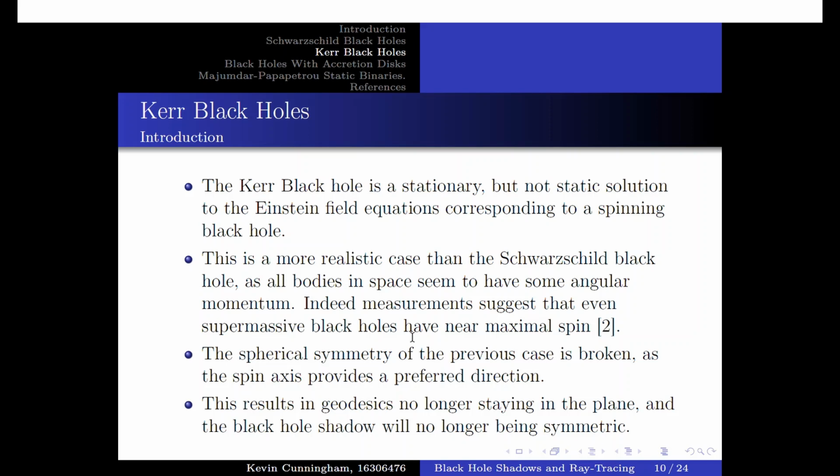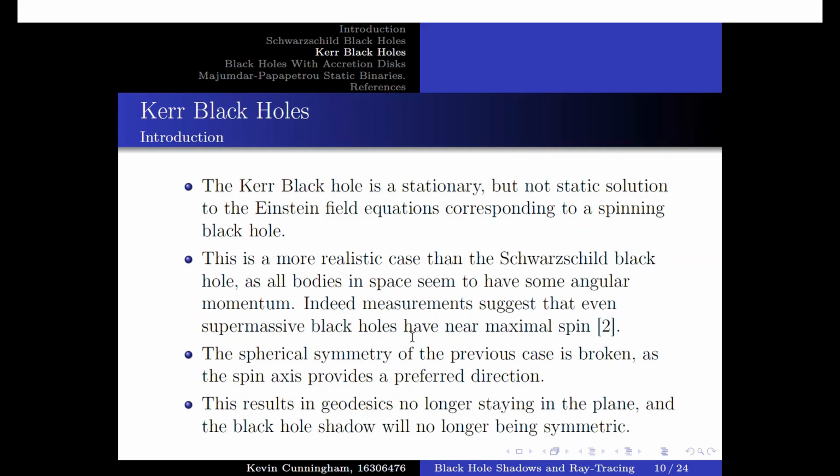The Kerr black hole is the next step up from a Schwarzschild black hole, in that it has some angular momentum, so there's some spinning going on. This is generally what we expect of bodies in space. And indeed, measurements have been taken which show that even supermassive black holes can have nearly the maximum spin we think is physically possible.